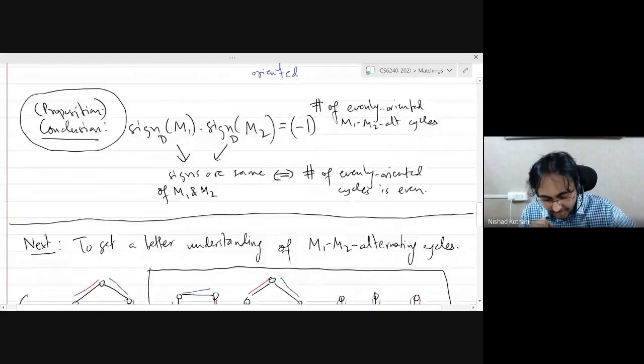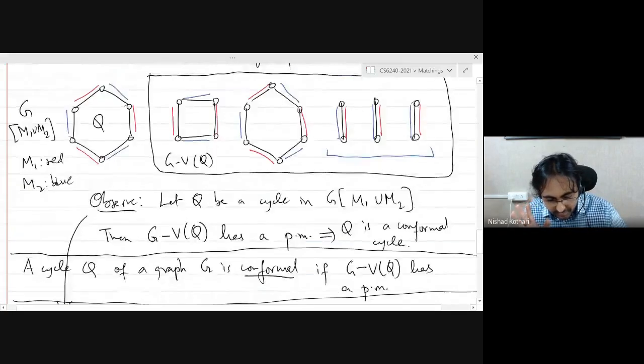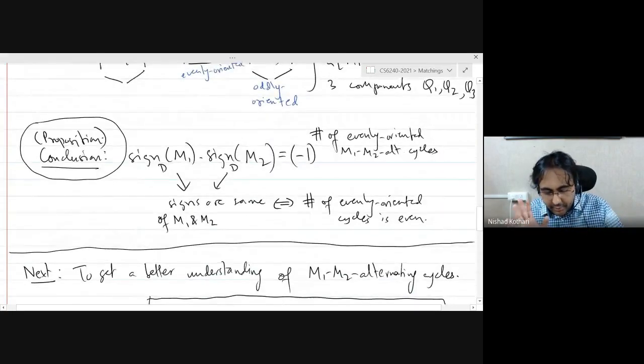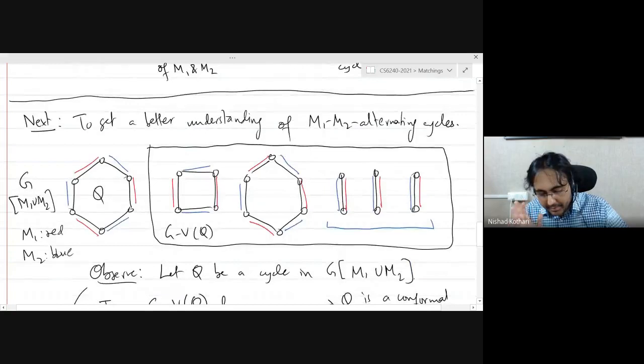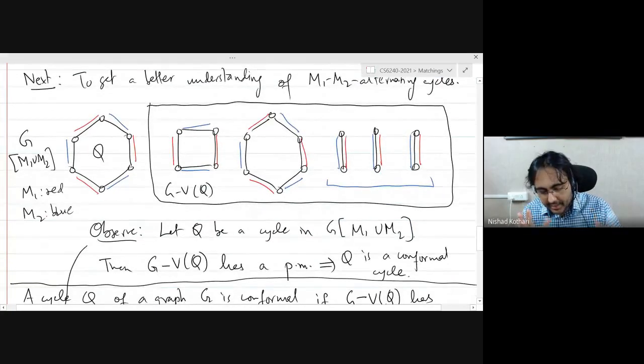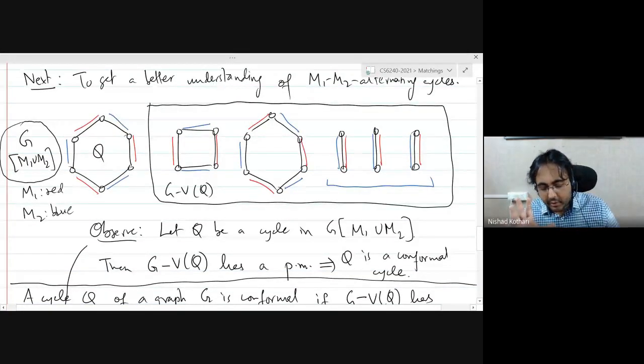Yes, I can go through that. So what we observed previously was that to decide whether the signs of two perfect matchings are the same or different, we look at the number of evenly oriented M1, M2 alternating cycles, right? Okay. So now we want to get a better understanding of these alternating cycles. So I took an example. Here is an example. We are looking at the union of the two perfect matchings. I don't want to look at the symmetric difference. I want to keep the common edges.